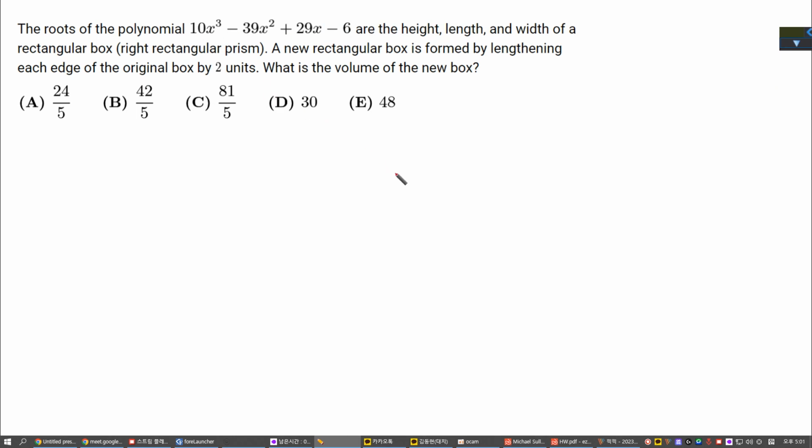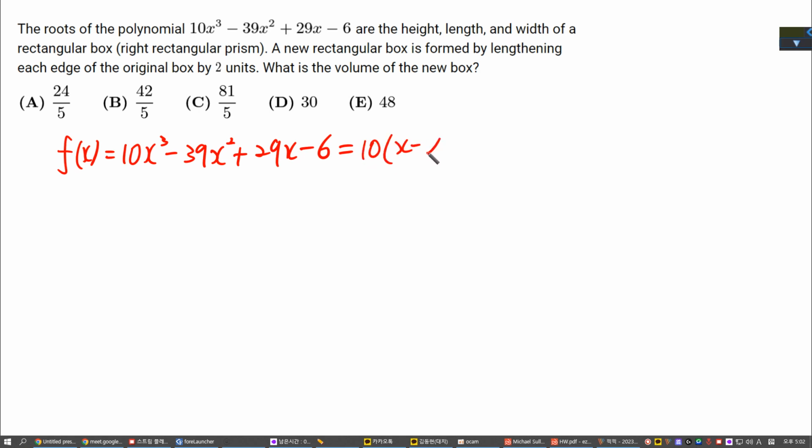this original polynomial has three positive roots representing the height, length, and width. So that means if we make the original function factored, we will have these three positive roots.